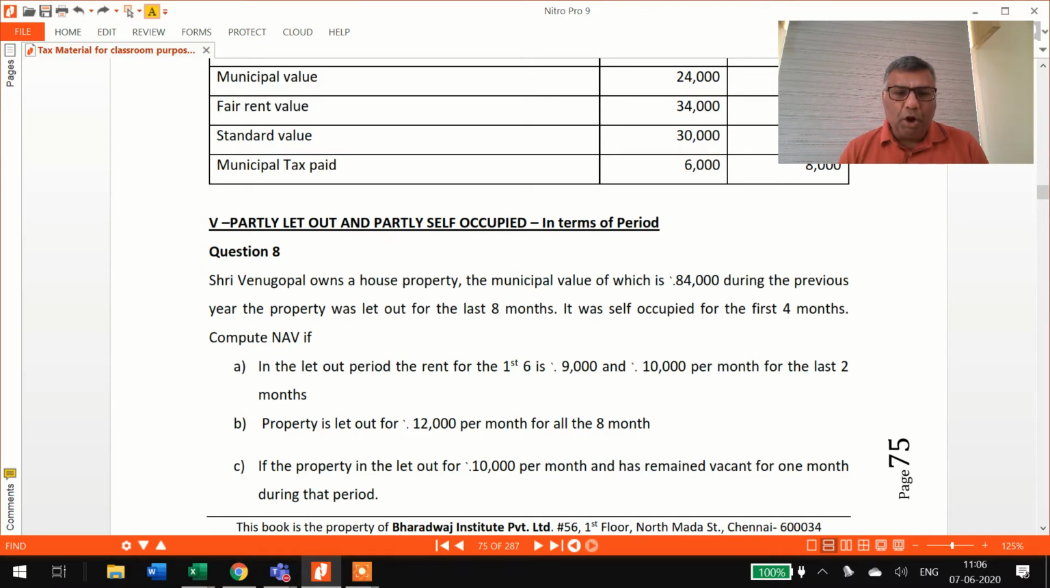Case B, property is let out for 12 months for all 8 months. Case C, property is let out for 10 months and has remained vacant for 1 month during that period. Case A, case B, case C. Go ahead, my dear friends.